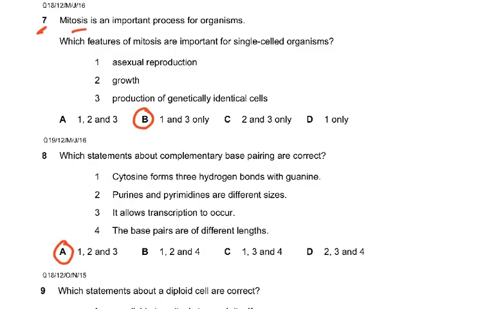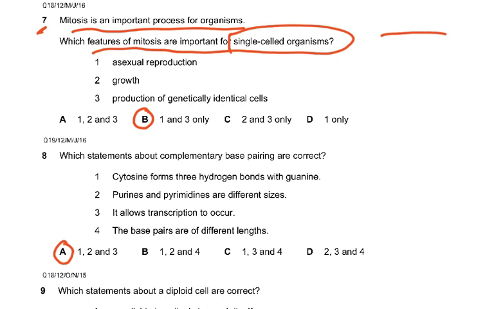Now question 7. Mitosis is an important process for organisms. Which feature of mitosis is important for single-celled organisms? Single-celled organisms could be bacteria, but they divide by binary fission. So it has to be a single-celled organism like a protoctist. So asexual reproduction, yes. Production of genetically identical cells.